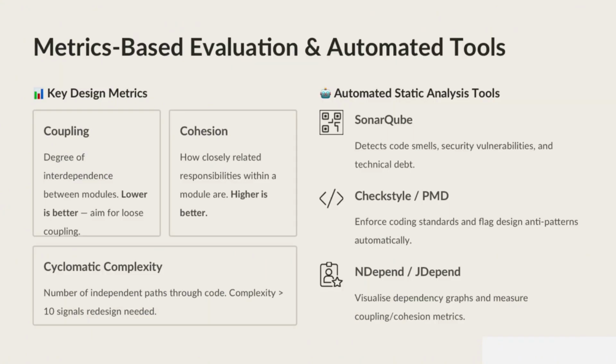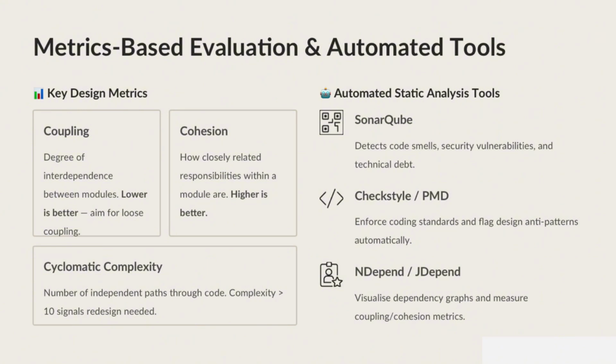Next is metrics based evaluation and automated tools. This technique uses measurable values to evaluate design quality. Some important metrics include coupling, cohesion, and complexity. Coupling means the degree of dependency between modules. Lower is better. Cohesion means how closely related the elements within a module are. Higher is better. Complexity means how difficult the design is to understand. Coupling, lower is better. In cohesion, higher is better. These metrics provide objective data to support design decisions.